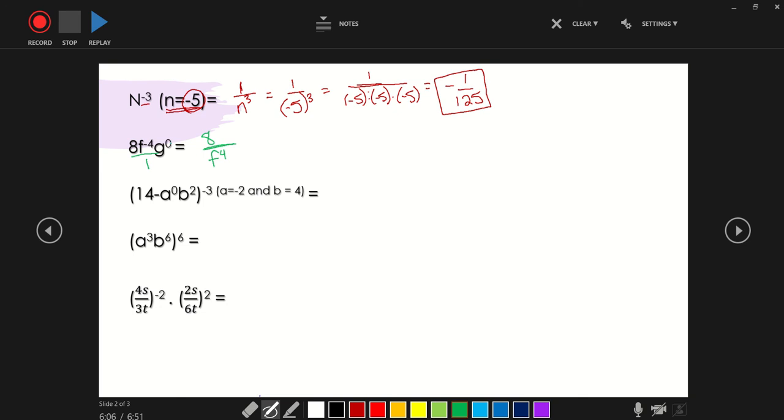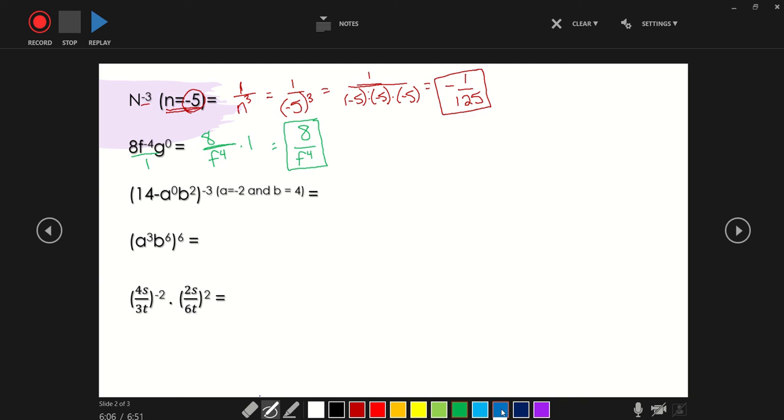Now we have g to the 0 power. G to the 0 power is always 1. So you could multiply it by 1, but you really don't need to. Your answer then is just 8 divided by f to the 4th. So that right there is your answer.